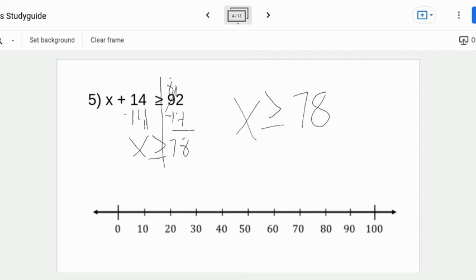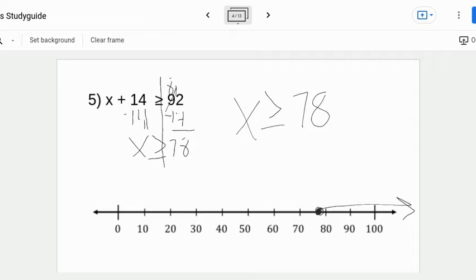Now I graph that. So over here, right close to 80, I'm going to put a closed circle. Again, that's as good as I can get for a closed circle. We want numbers greater than or equal to 78. So it's eating the variable. So we go to the right. Hey, if you need, you can pause if anybody needs to write this down. And go ahead and press play when everybody's ready to move on to number 6.